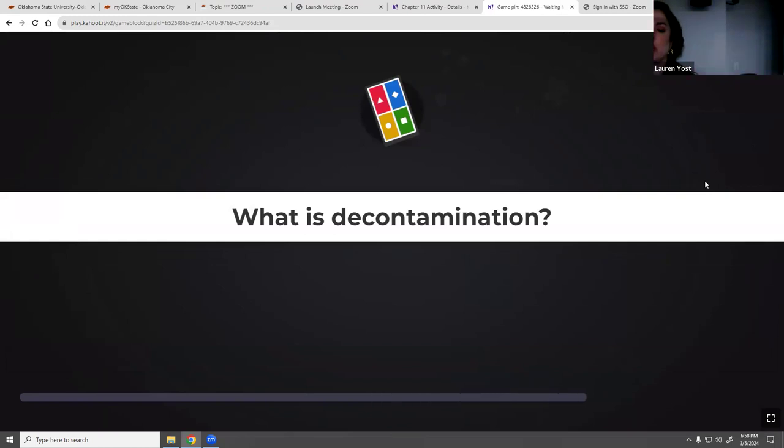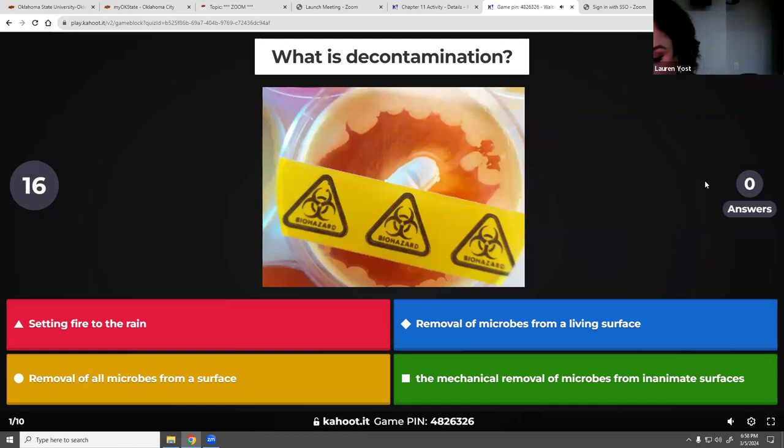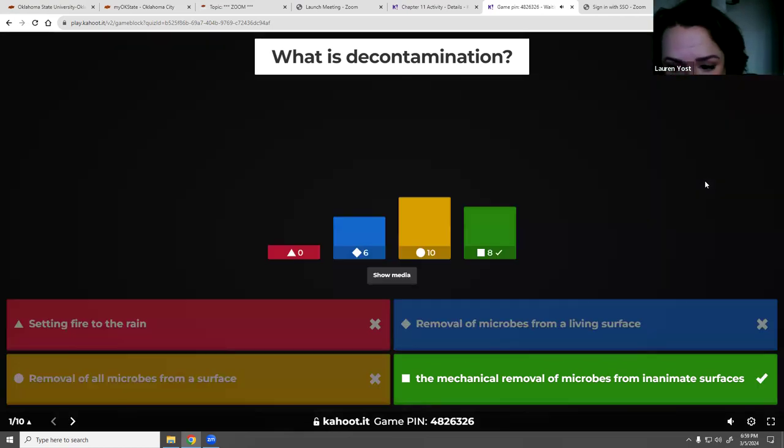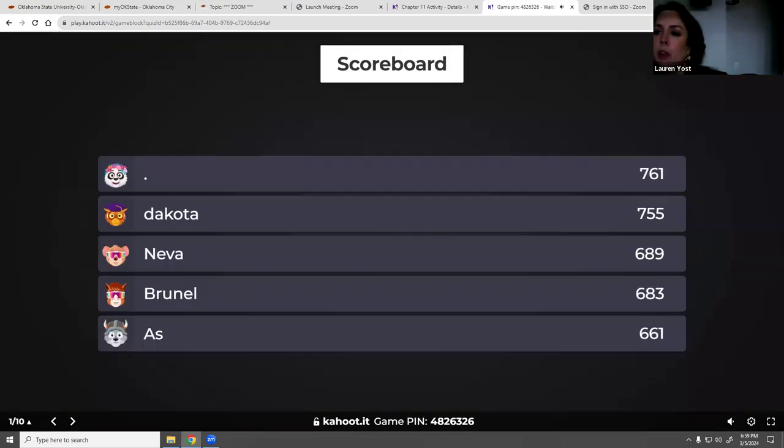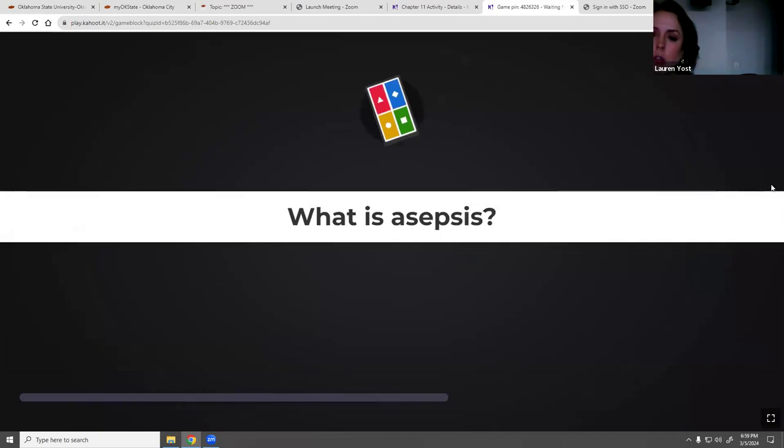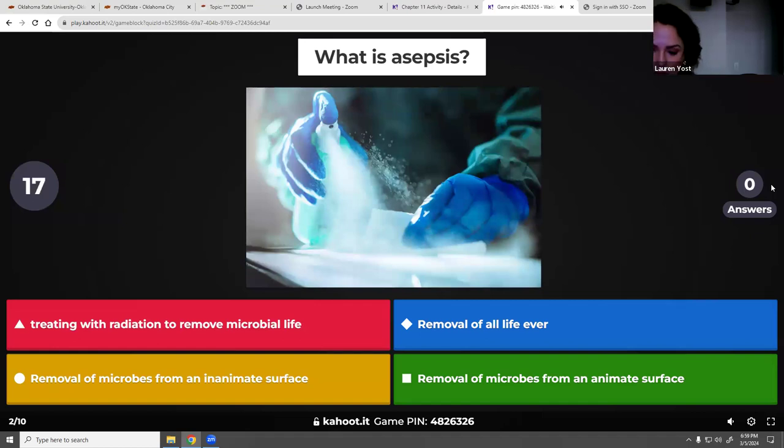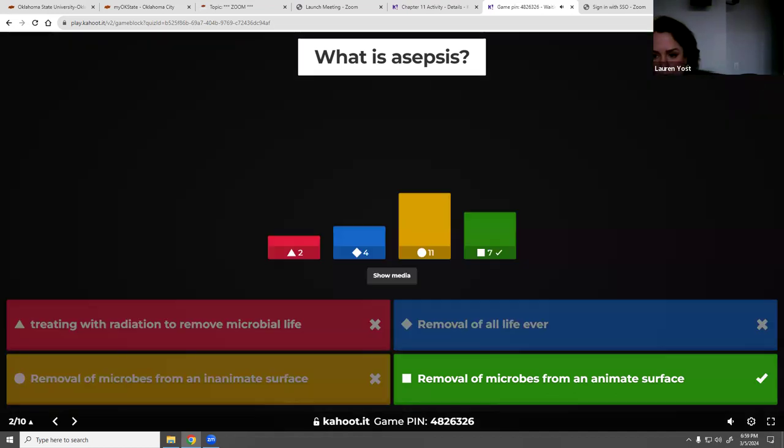All right, what is decontamination? This is going to be the mechanical removal. It says inanimate surfaces, it could be both, but that does count. So mechanical removal. All right, next question. Like I said, we'll maybe do three or four questions, that's it. What is asepsis? All right, so this one's going to be removal of microbes from an animate surface.